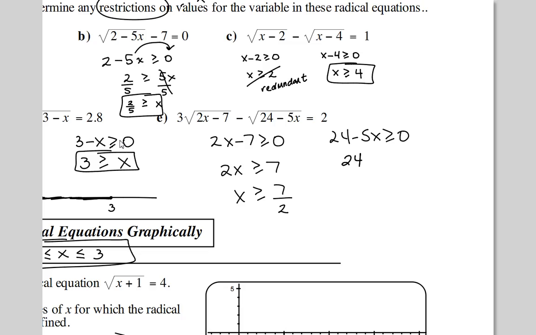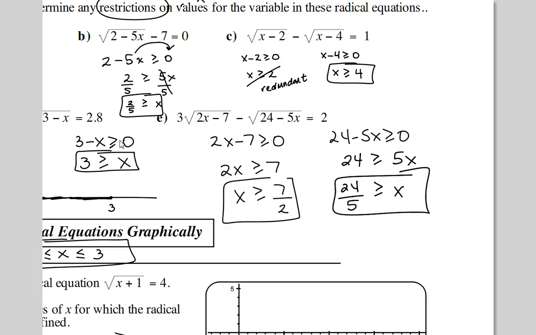What do we do on this second one? We've got a lead coefficient that's negative. Other side, and then divide by 5. So 24 fifths. It's like 4.8. So you're less than 4.8, but you're bigger than 3.5. So 7 halves is 3.5, and 24 fifths is 4.8, and you're in between.